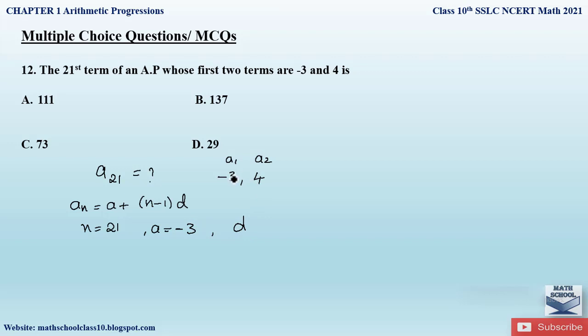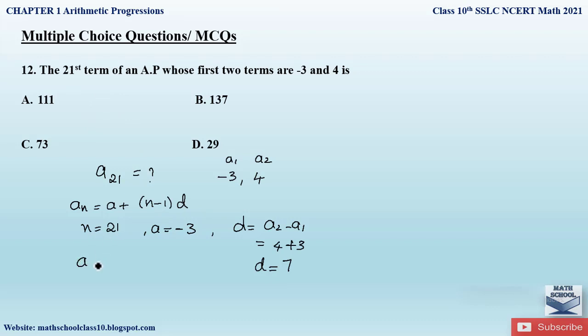So d can be obtained by taking the difference between any two terms, right? So d can be written as a2 minus a1. Here a2 is 4 minus a1 is minus 3. So minus and minus will become plus. So d value will be equal to 4 plus 3, which is 7. So we also got the d value.